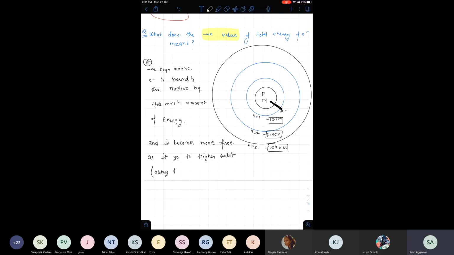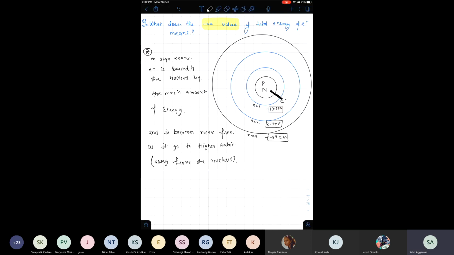Okay, so minus sign says that electron is bound to the nucleus by that much amount of energy. And you can see the magnitude is decreasing, so electron is becoming more free as it goes away from the nucleus. When will it become completely free? Infinite पर. Infinite तो कुछ नहीं होता. तो can we say electron will never become free? क्योंकि infinite तो कुछ होता ही नहीं है.